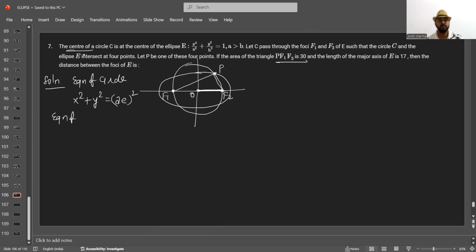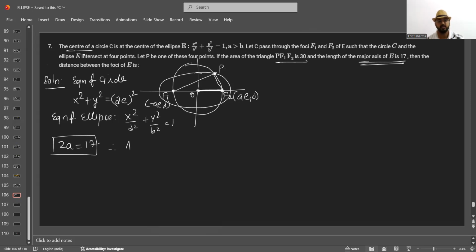And the equation of ellipse would be x square over a square plus y square over b square is equal to 1 as given. Now we are saying that the area of this triangle is 30 and the length of major axis is 17. That means we know that 2a is 17. So we have this much information. So what we can do is take a point P on the circle, of course, and we know F1 and F2. F2 we know is at least AE comma 0, and this is going to be minus AE comma 0.